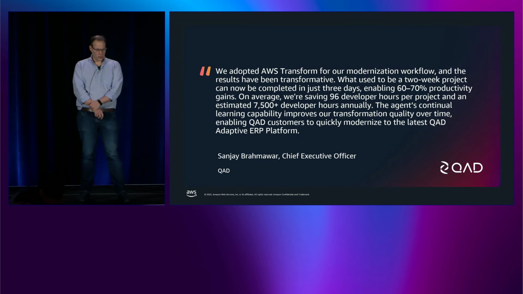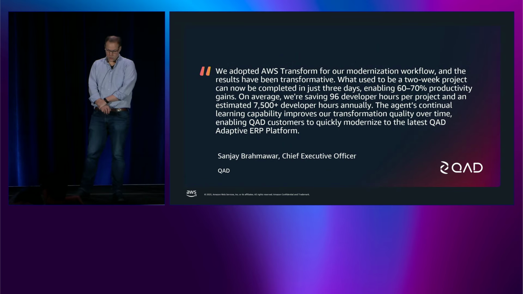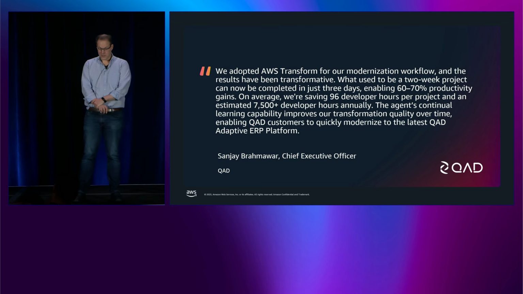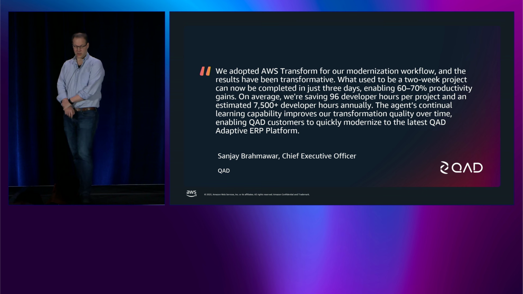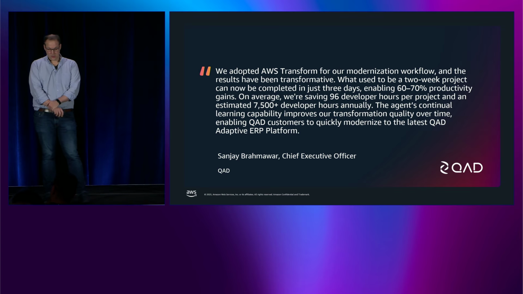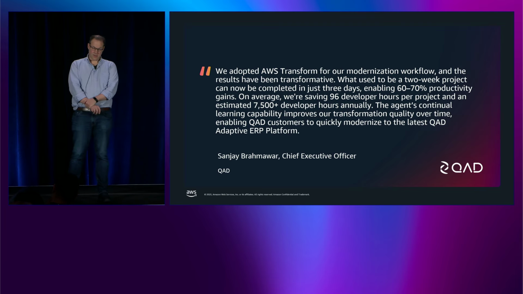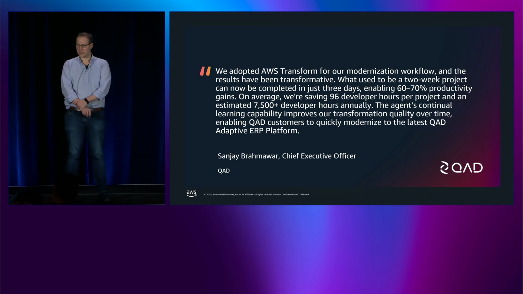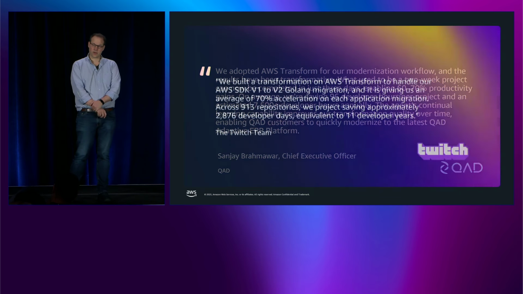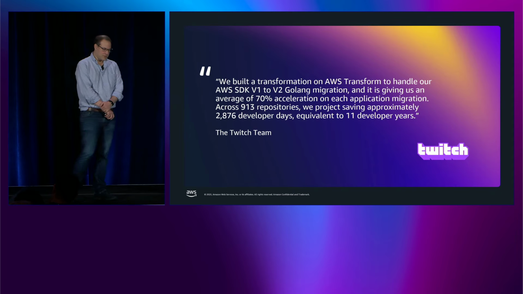Quad was able to enable projects that would take 2 weeks to become projects that took just 3 days, achieving 60 to 70% production gains and saving an estimated 7,500 developer hours annually. This is to convert all of their customers to their new platform.